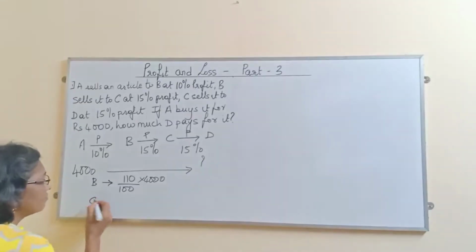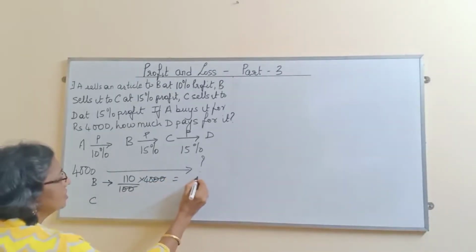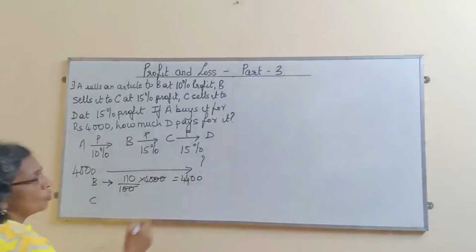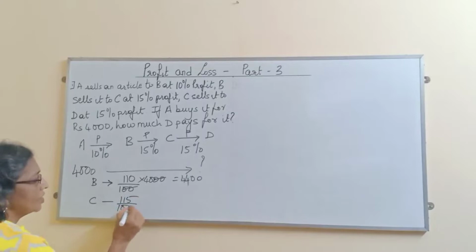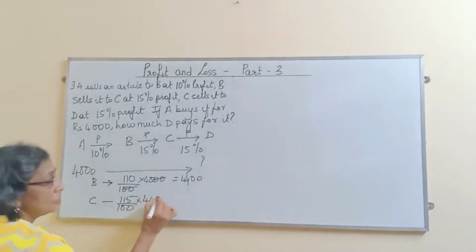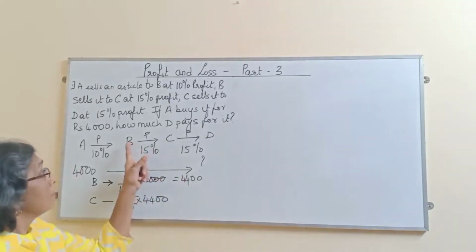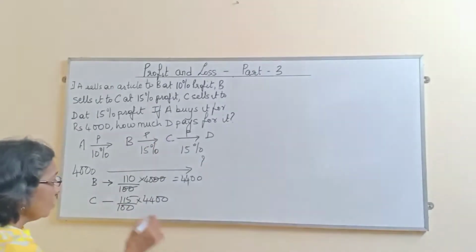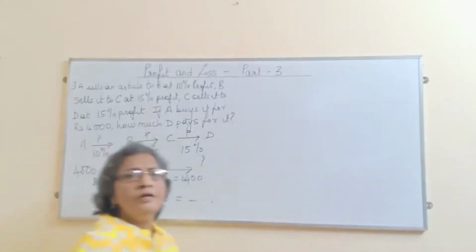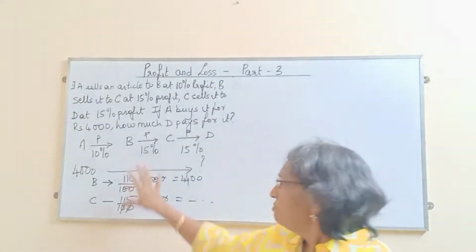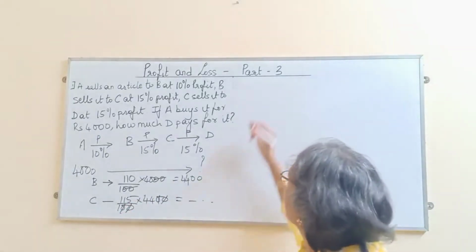The same thing you would have done. B pays for it, in this case, 11 times 4 is 44, so 4,400. C would pay another 15%, so 115 upon 100 into 4,400. Now get this clear, not 4,000, it is 4,400 because B is selling it to C. So you can calculate, get this answer, and then you can do the same thing from C to D. But in a competitive exam, to spend so much time for this sum, not required.